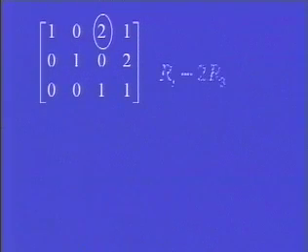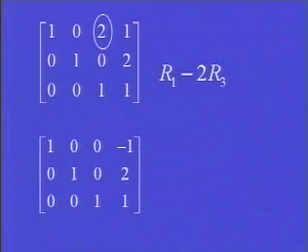We're almost finished. On the top row, there's a 2 that I want to be a 0. So if we'll do row 1 minus 2 row 3, that'll accomplish making that 2 a 0. Okay, so now across the top row, I have 1, 0, 0, negative 1.